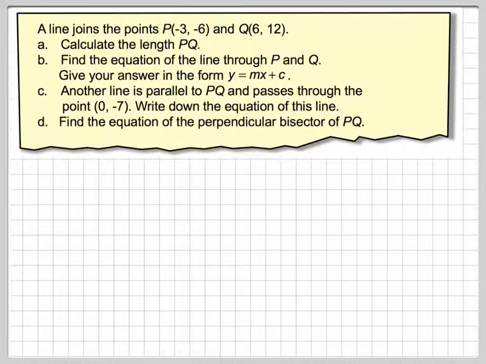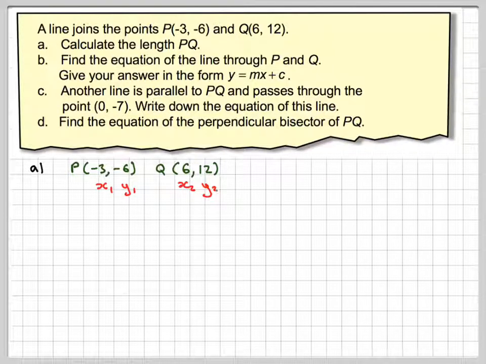Okay, here we've got a coordinate geometry question with all different sorts of parts of things that you should be able to do. It says a line joining the points P(-3, -6) and Q(6, 12). Calculate the length of PQ. We're going to do each one of these individually. So write down the two sets of coordinates. Always a good idea to label underneath x1, y1, x2, y2.